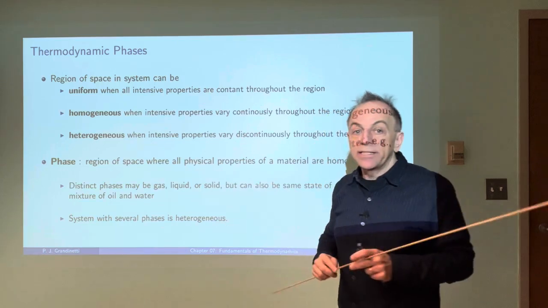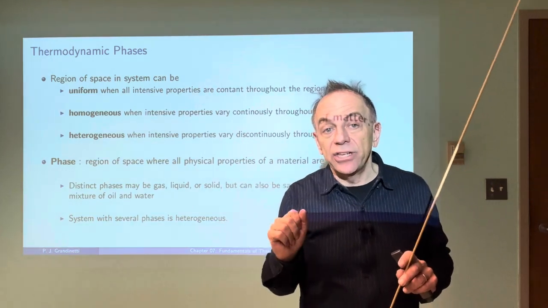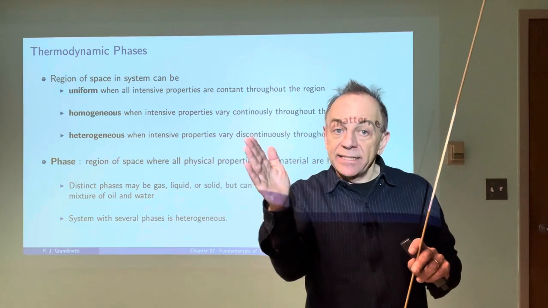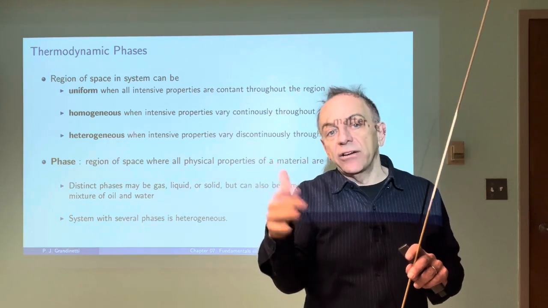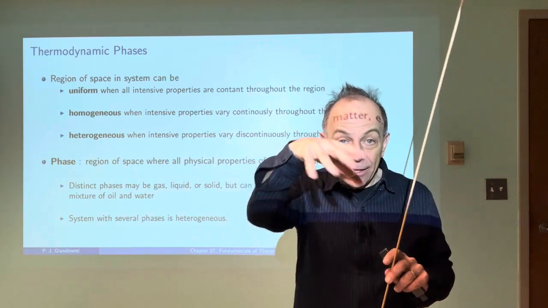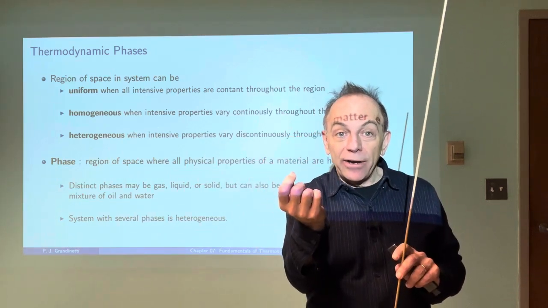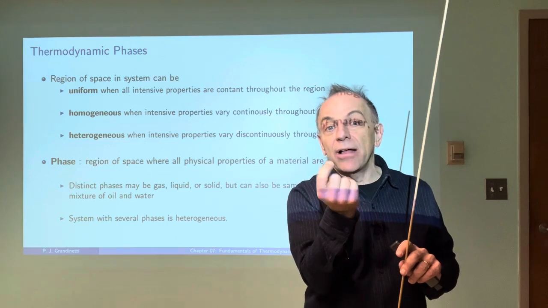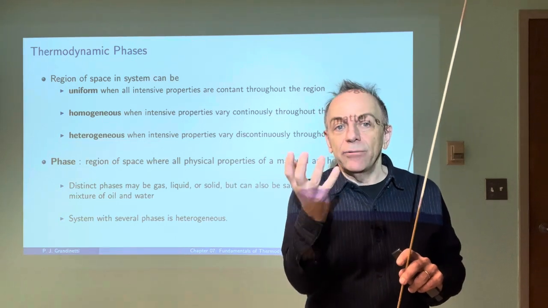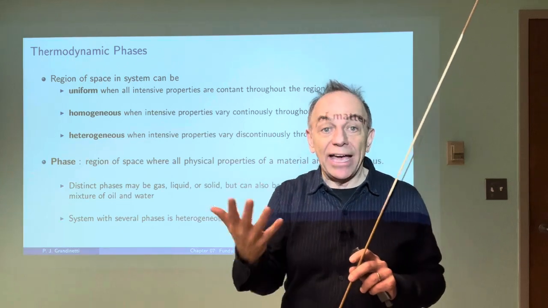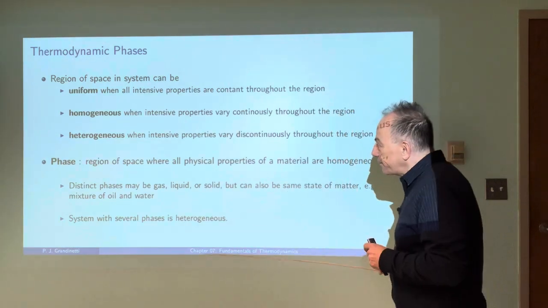Whereas heterogeneous means you have discontinuous change in the properties. So the density may be one value here, and then it discontinuously changes to another density here. So an example would be if I had a glass of ice water with ice cubes floating in the water. If you were in the liquid part of the water, you'd have one density, and then if you moved into the region where you were in the solid water, the ice, the density would change discontinuously. That would be an example of a heterogeneous system.